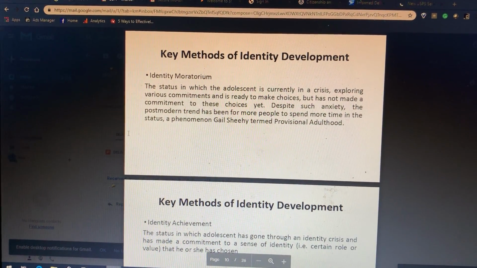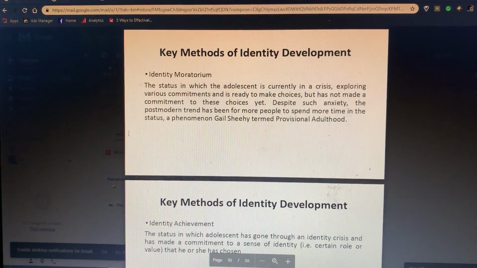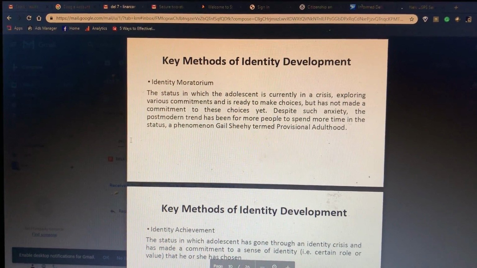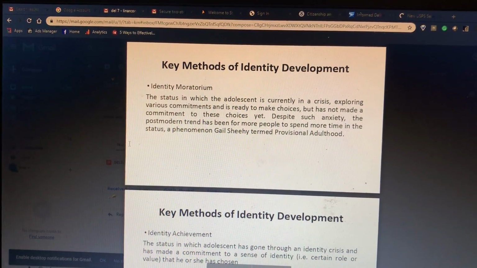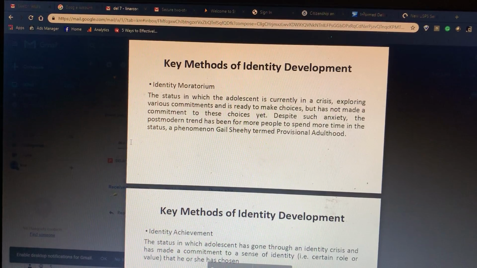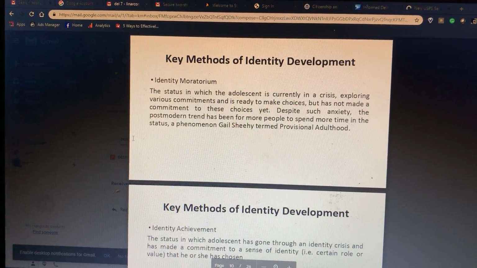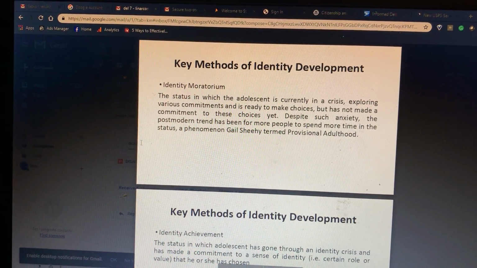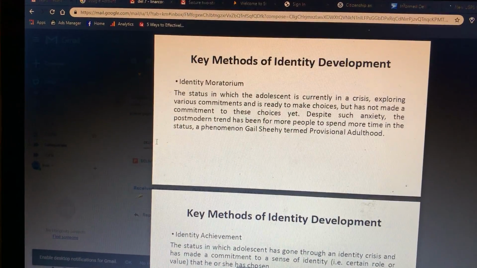Key methods of identity development: identity moratorium. The status in which the adolescent is currently in a crisis, exploring various commitments and is ready to make choices, but has not made a commitment to these choices yet. Despite such anxiety, the trend has been for more people to spend more time in this status, a phenomenon in professional adulthood.